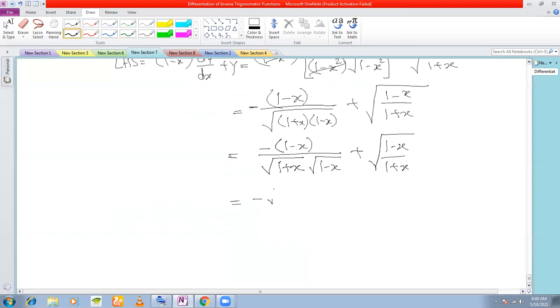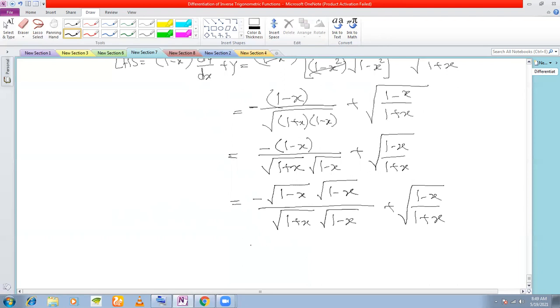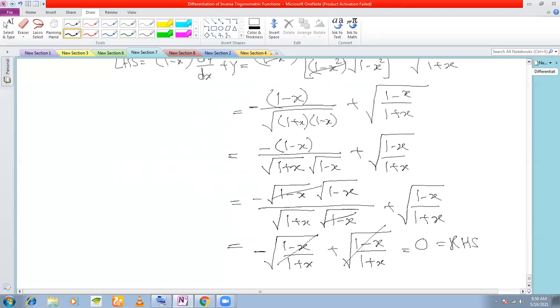Now 1 minus x can be written as root 1 minus x into root 1 minus x divided by root 1 plus x root 1 minus x plus square root of 1 minus x by 1 plus x. So what happens? These two cancel here. So if you extend the radical to both, with a minus sign here, plus root 1 minus x by 1 plus x. And this must be equal to, both of them cancel out, get 0, which is equal to your RHS. Okay, that's it.